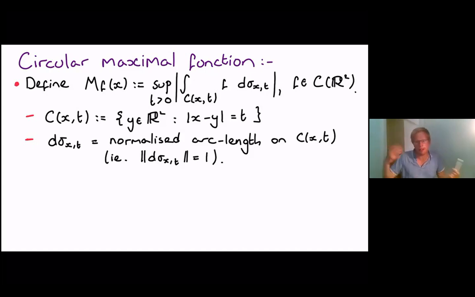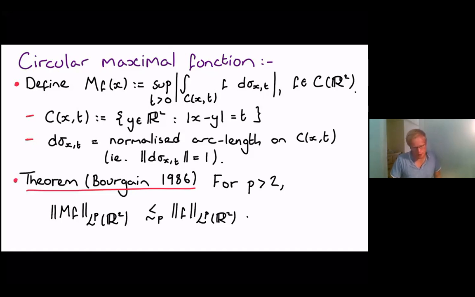So this gives us a variant of the Hardy-Littlewood maximal function, but now instead of averaging over balls, we're averaging over these low dimensional sets, these circles. And the first question we'd like to answer here is, well, is there an analog of the Hardy-Littlewood maximal theorem? Can we determine the range of L^p for which this maximal function is bounded? And this question was answered by Bourgain in the 80s in another celebrated work. Well, this states that for all p bigger than 2, this circular maximal function is bounded on L^p. And this turns out to be the sharp range for which this holds.